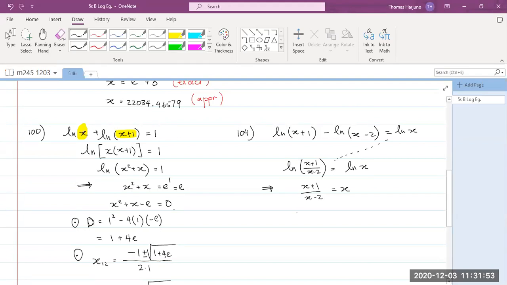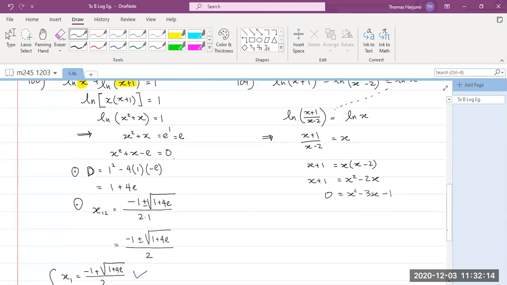Then solve it from there. Okay, so multiply by the LCD, we get x times (x minus 2)(x plus 1) equals x squared minus 2x, 0 equals x squared minus 3x minus 1. Then from there, we solve.